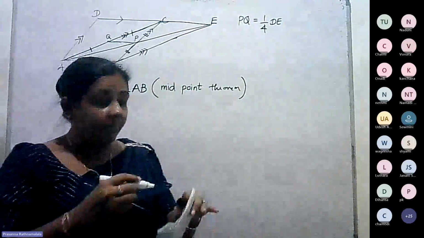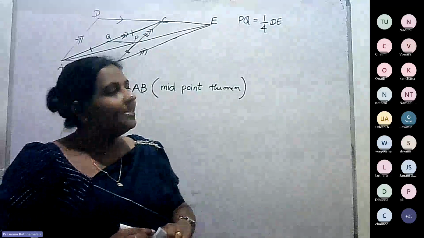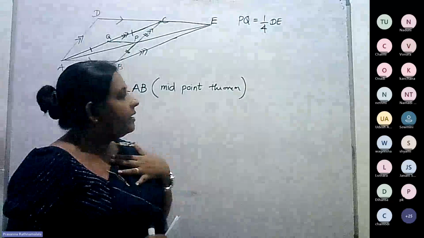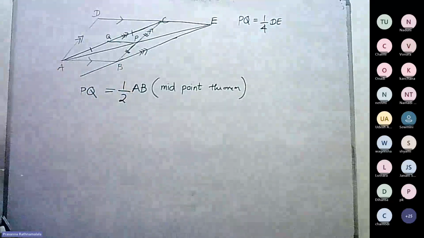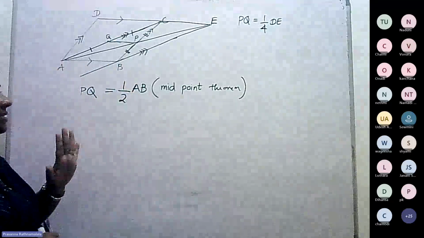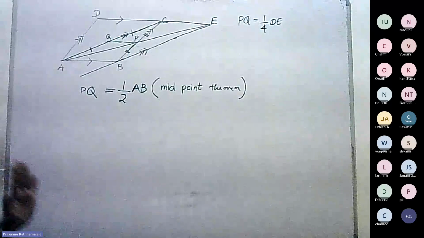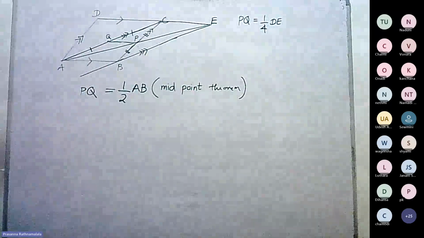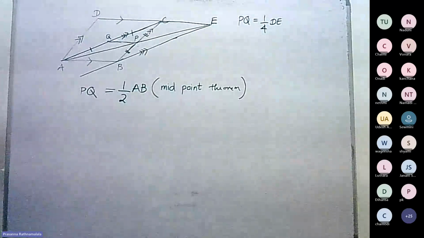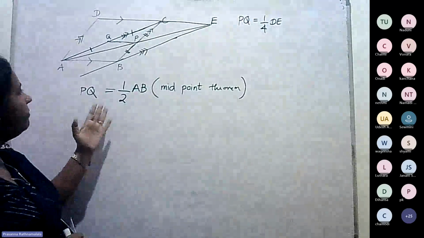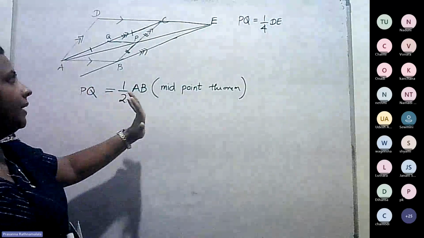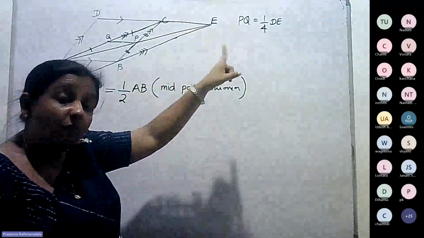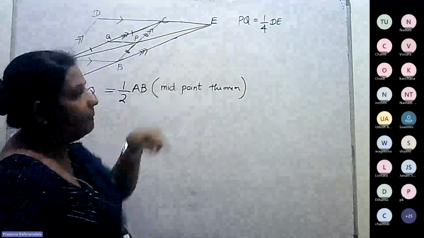You write the theorems in words, right? Then you can write it as the midpoint theorem. Then there is no need to write the definition, the theorem in words. Midpoint theorem: PQ equals half of AB. Then he shows that PQ equals half of AB, but he shows that PQ equals 1/4 of DE.